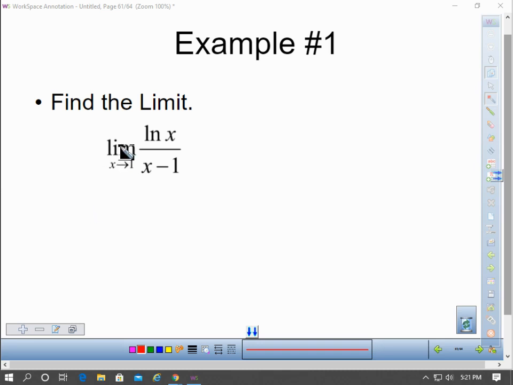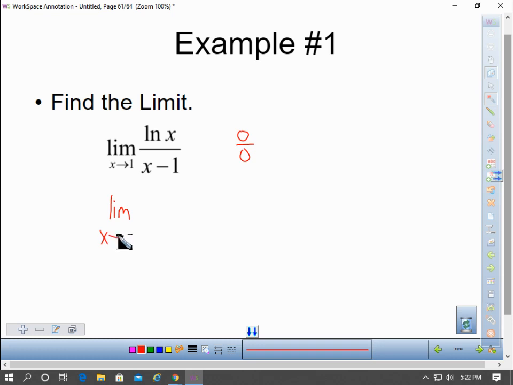So this problem says we want the limit as x approaches 1. So the first thing we're going to do is plug in a 1 and see what happens. All right, so when I plug in a 1 here, the natural log of 1 gives me a 0 answer. I plug a 1 in the bottom, 1 minus 1 gives me a 0 answer. So this is giving me 0 over 0, which is an indeterminate form, which we learned last year.